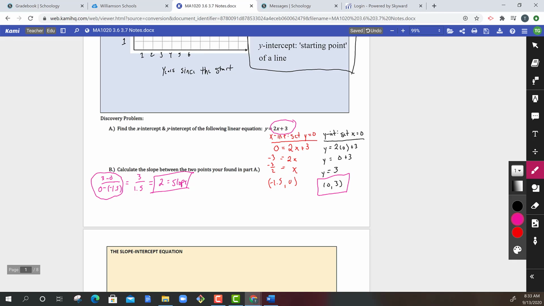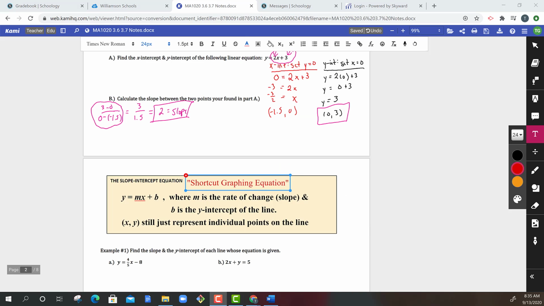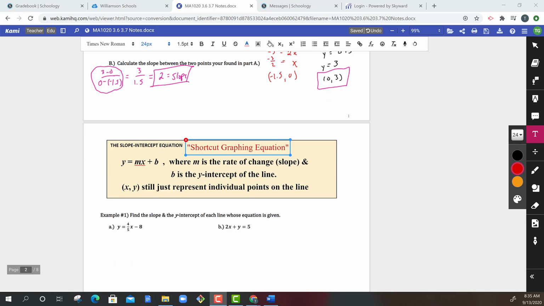And the exact reason it's slope-intercept form is because the value, the coefficient in front of x, is the slope. That's the rate of change in the problem. And the starting point, or the y-intercept, is the value tacked on at the end. So let's get the official note for that. So slope-intercept equation is sometimes called the shortcut graphing equation because when it's in this form, you don't have to go through the process of making a t-chart. So we just talked about m is the slope and b represents the y-intercept.